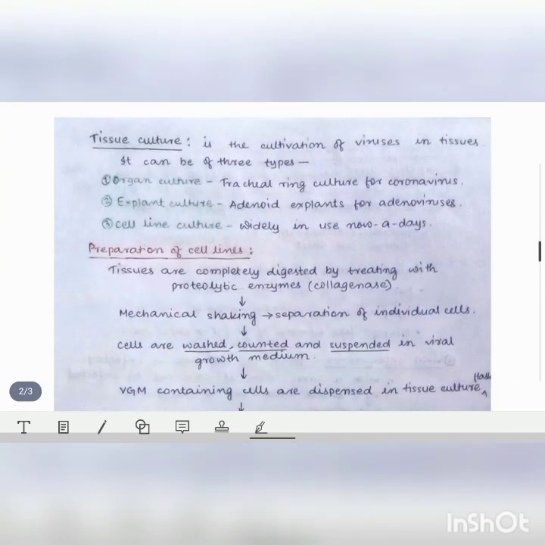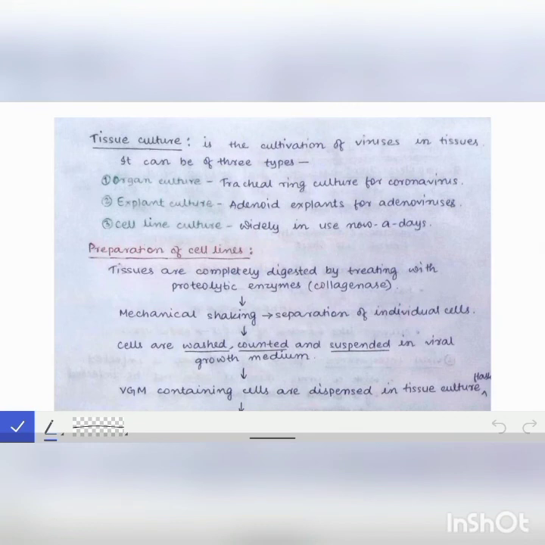Next we come to the tissue culture. So egg inoculation is done. Now coming to the tissue culture. In tissue culture, the viruses are cultured in tissues. Those tissues may be of three types where we culture the viruses: organ culture, explant culture, or cell line culture. Among these, the cell line culture is most important and asked in the exams. For the organ culture and explant culture, just remembering the examples will do.